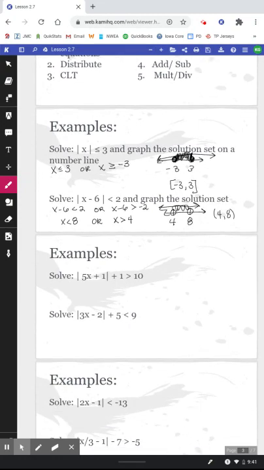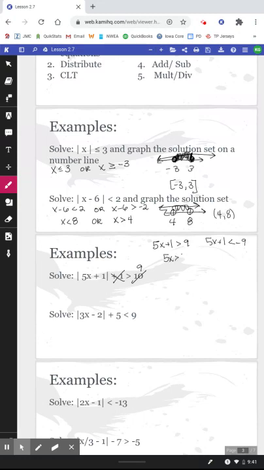On this third example, before we set up our two equations, we have to subtract the 1 because I need the absolute value by itself. So that would make the absolute value of 5x plus 1 equal to 9. So my first one I'll set up is 5x plus 1 is greater than 9, or 5x plus 1 is less than negative 9.